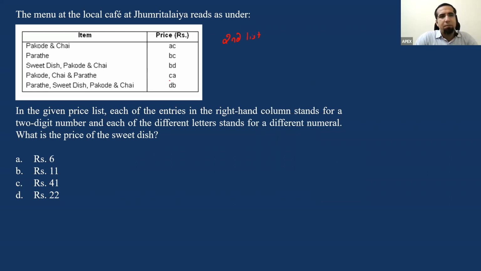Why? Let's see. The menu at a local cafe reads as under. So I'm given some prices here which are unknown to me. In the given price list, each of the entries in the right-hand column stands for a two-digit number. So my second important point is that it is a two-digit number. I can write this as 10A plus C, this as 10B plus C, and so on. Let's not waste time. Each of the different letters stands for a different numeral, which means no two of them are the same. What is the price of a sweet dish?